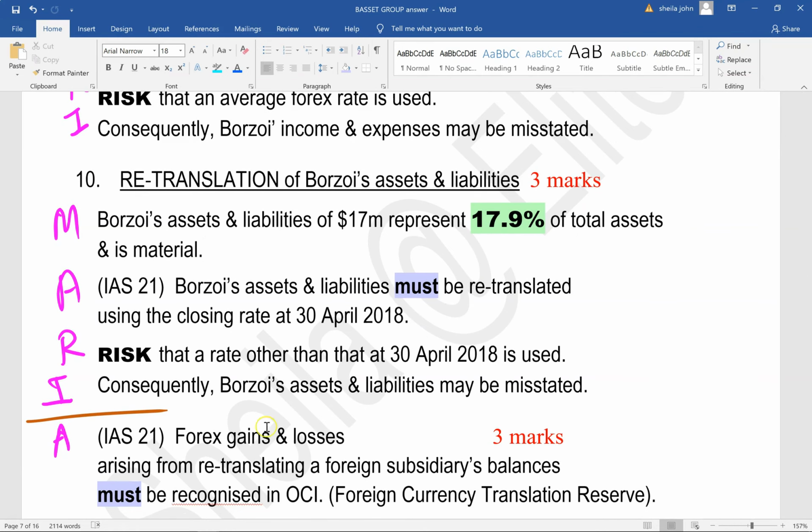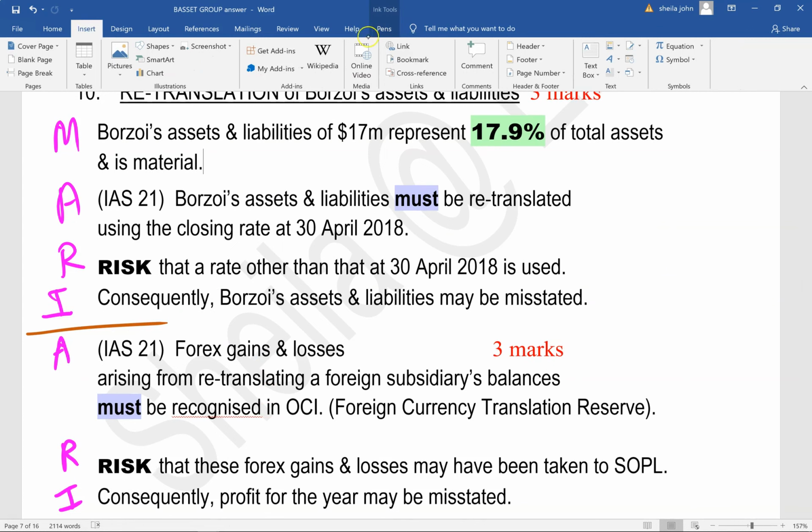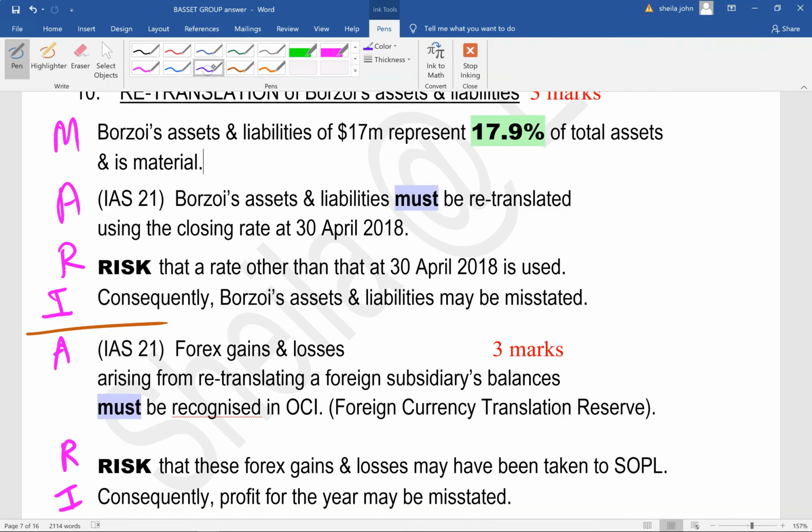Then the accounting treatment: the assets and liabilities must be retranslated using the closing rate, and I have specified the closing rate as at what date, and that is the company's year end. So the risk here is that they end up using a rate other than the 30th of April. Consequently, Borzoi's assets and liabilities may actually be misstated.